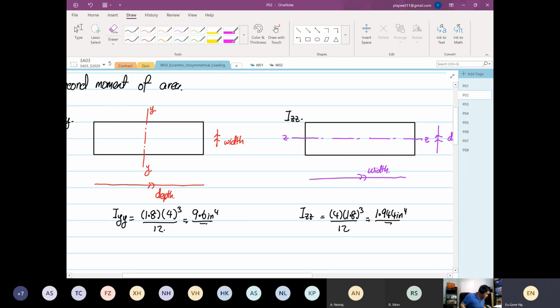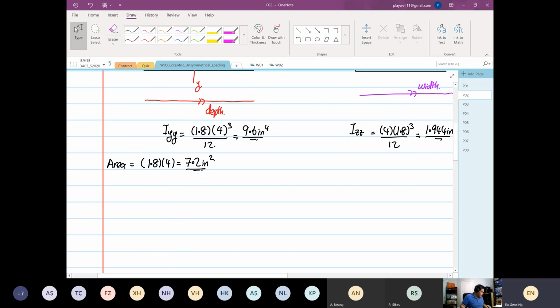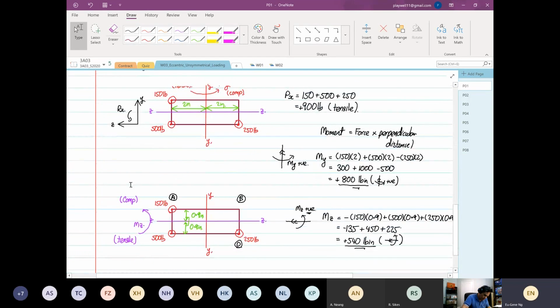Right, now we've got all this ironed out, and the last thing that we need to calculate is the area. So the area is equal to 1.8 multiplied by 4. So this is equal to 7.2 inches squared. All right. So now we can start assembling the entire equation already. Right. So we'll copy what we had before. I'll take this image.